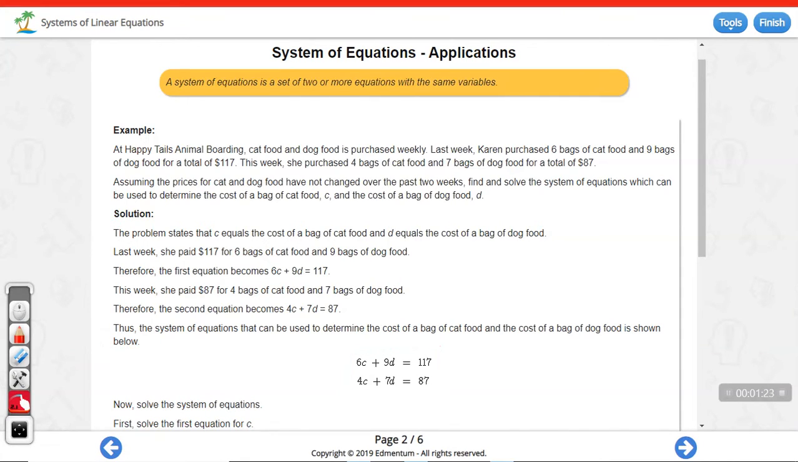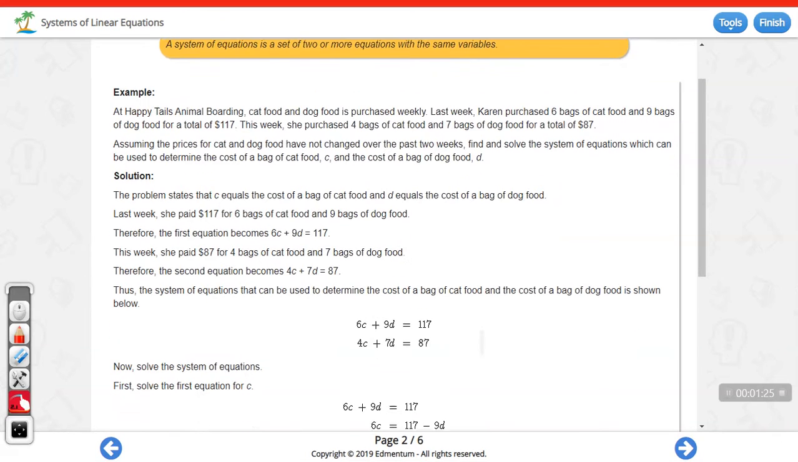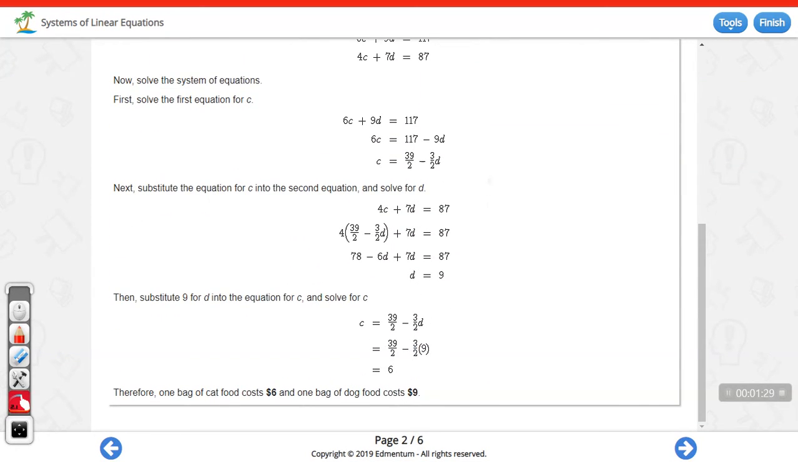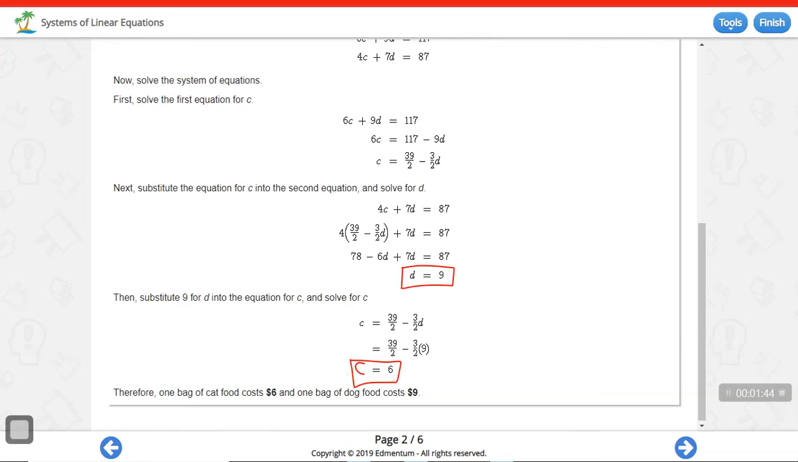So I'm going to scroll down to what the solution is. When they go through the whole process of writing and solving this, and they go through all of these steps in order to solve it, they come down to the very end, and I want to identify what they solved and discovered. We discovered that D equals 9 and C equals 6. Well, what does that mean? All right, you have to go back to where they first introduced these two variables.